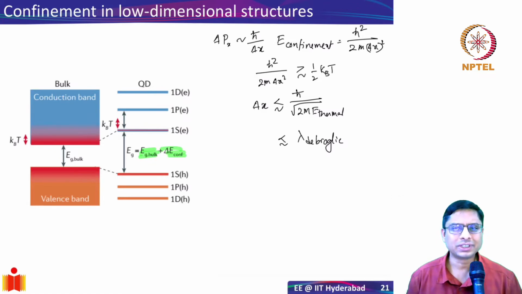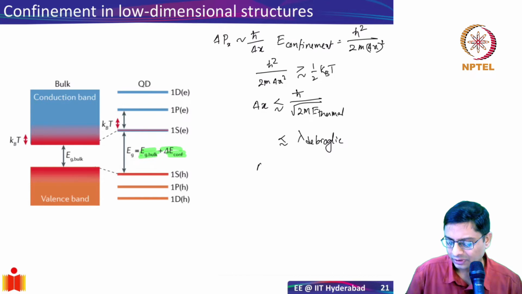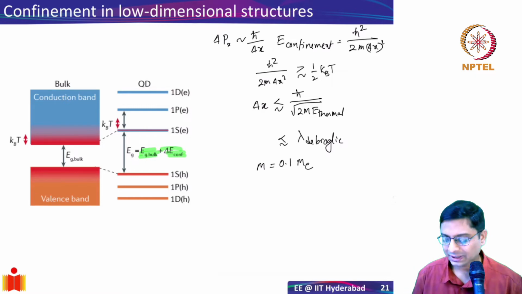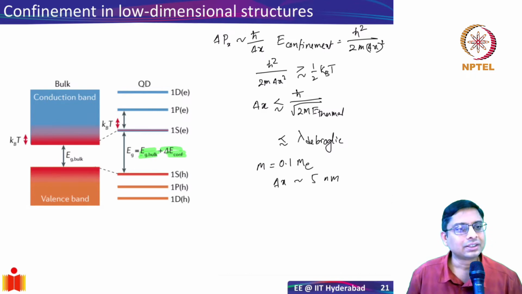If you just put in the numbers, we'll put this in the assignment. We'll ask you to calculate, at room temperature, the thermal energy, and then calculate delta x. If you take an electron with an effective mass of, let's say, 0.1 times the rest mass of the electron, you will see that this delta x will be roughly of the order of 5 nanometers. So it means that if you confine an electron to a dimension of 5 nanometers, then you'll start seeing the confinement effects.